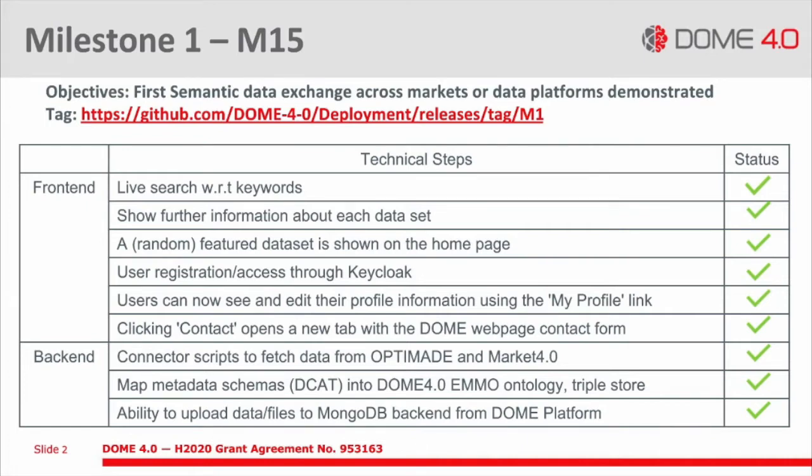Moving on to the backend part of the table. In the backend, connector scripts have been written to enable DOM to fetch data from data platforms, specifically Optimate and Market 4.0. This helps to achieve the goal of exchanging data across various markets or data platforms. In addition, we also try to map metadata schemas such as DCAT onto the DOM MO ontology as a proof of concept. This facilitates the goal of constructing a full semantic platform. Another important technical feature of the backend is the MongoDB database, to which data can be uploaded through DOM.